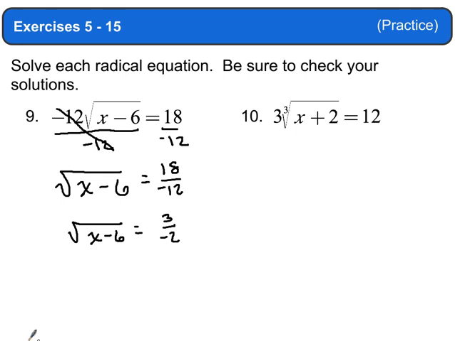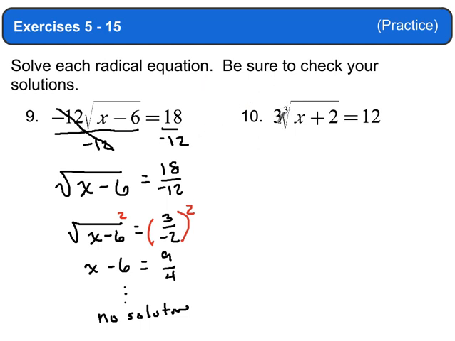The only reason why that's beneficial is because in the next step, when you square both sides, it makes this a little bit easier to square. So you get x minus 6 on the left, 3 squared is 9, and negative 2 squared is 4. And then you could add 6 to the other side. But anyway, when you solve this one, you're going to end up with no solution, because when you add this over and you put it back in, you're not going to get 18, so that's not going to work. Likewise with number 10, same thing.